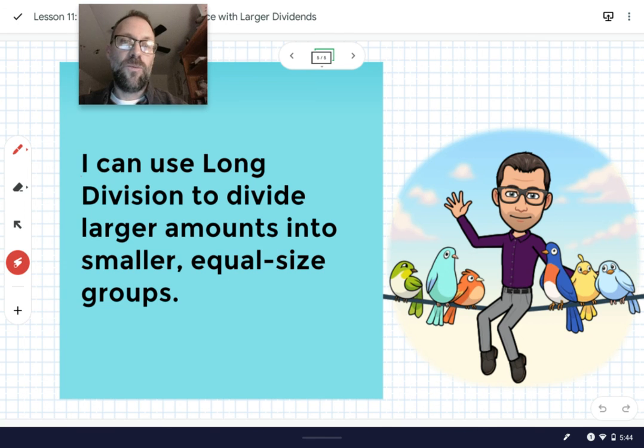Today, I want you to use long division to divide larger amounts into smaller equal-sized groups with dividends that have 3 or 4 digits. All right, let me know if you need help. Let's get to work.